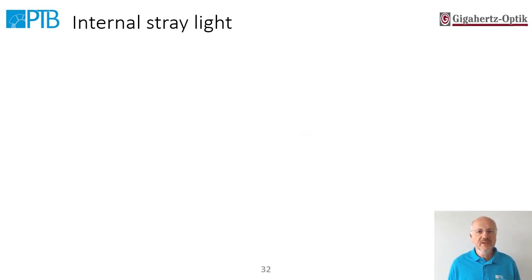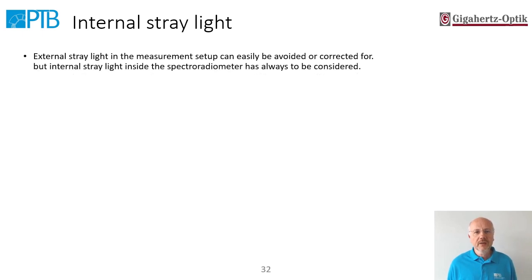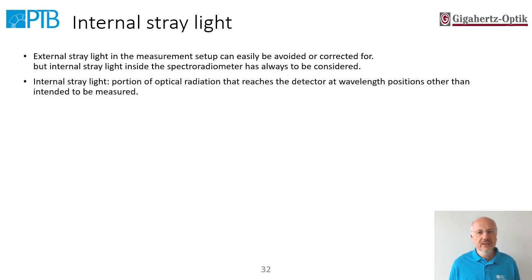Stray light is always present and has always to be considered. It can be a strong contribution to your systematic deviations. On the one hand, you have external stray light from inside the lab that can easily be avoided or corrected for. But internal stray light inside your instrument has always to be considered. Internal stray light means that you have a portion of optical radiation that reaches the detector at a wavelength position where it shouldn't be, other than intended to be measured.